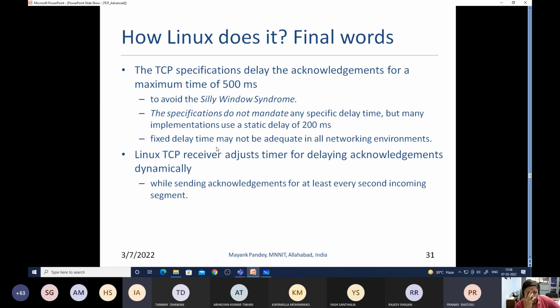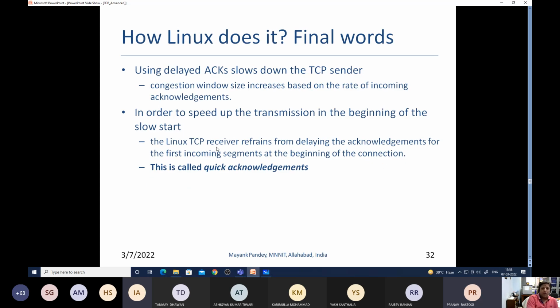So what the TCP receiver is doing is adjusting the timer for delaying acknowledgements dynamically, while sending acknowledgement for at least every second incoming segment, because if everything is going on fine, you have to send the acknowledgement for every second incoming segment. Using delayed acknowledgement slows down the TCP sender, because congestion window size increment is dependent upon the number of acknowledgements you have received. On every new acknowledgement, you increase the congestion window size. So you may not blast as fast as possible initially.